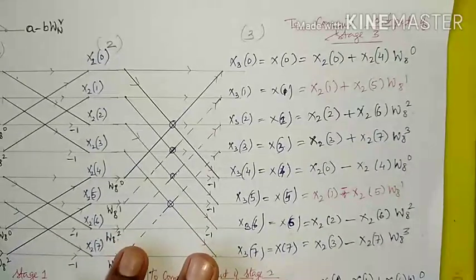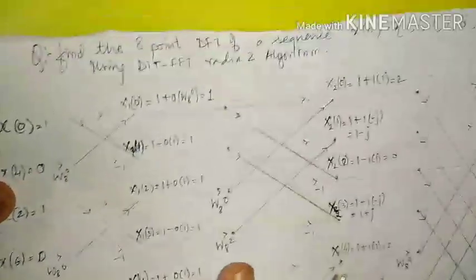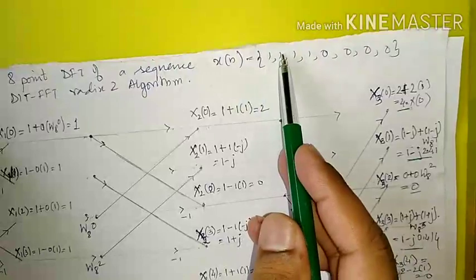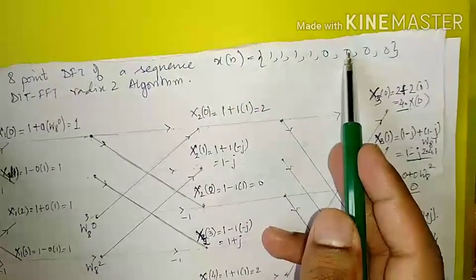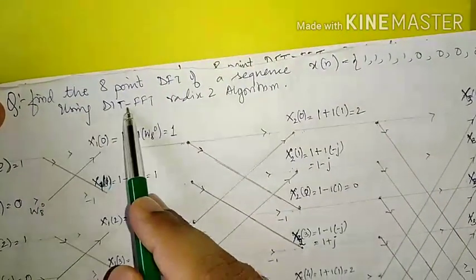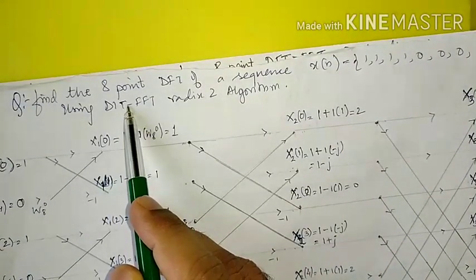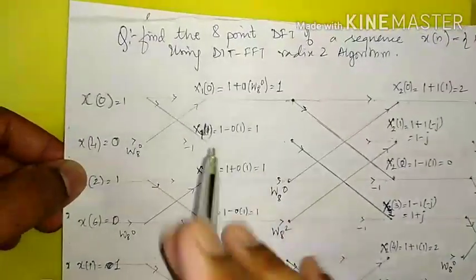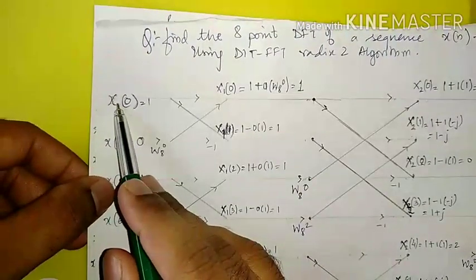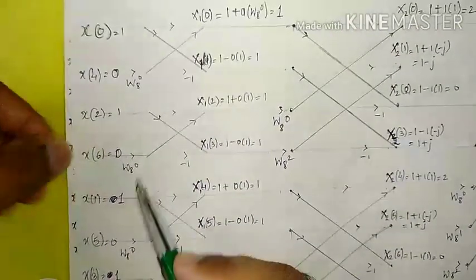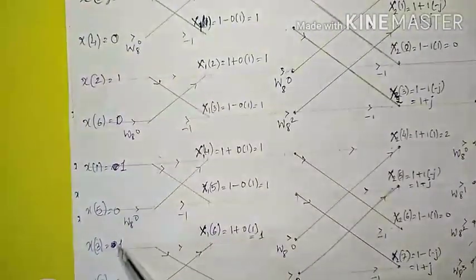Let's look at a problem on 8 point. Find the 8 point DFT of the sequence x of n equal to 1 1 1 1 0 0 0 0 by using the DIT FFT radix 2 algorithm. So this is the same structure that we have seen. Here, as I said, the input will be in bit reverse order: x of 0, x of 4, x of 2, x of 6, x of 1, x of 5, x of 3, x of 7.